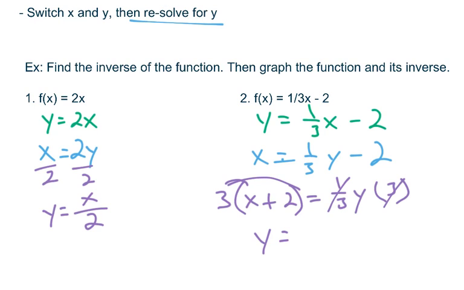Okay, so the 1/3 and the 3 cancel out. 3 times x is 3x. 3 times 2 is 6. 3x plus 6. And again, you can check that on Desmos or your graphing calculator to verify that that is in fact the case. So those two examples are examples of linear functions and their inverses.